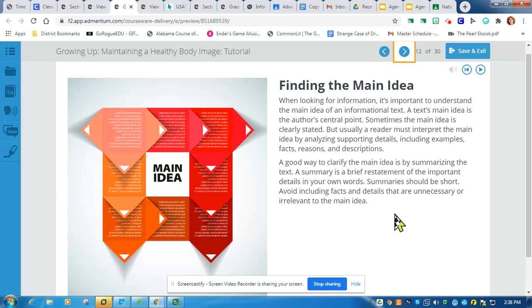Summaries should be short. You want to avoid using facts and details that are unnecessary or irrelevant to the main idea. So when you're reading a summary, it's going to be brief. It's not going to have details. It's going to be presented in more general terms. Okay. And it's always going to relate to the main idea. It's not going to be off topic.